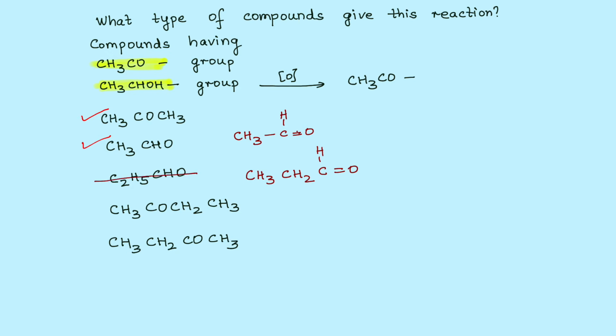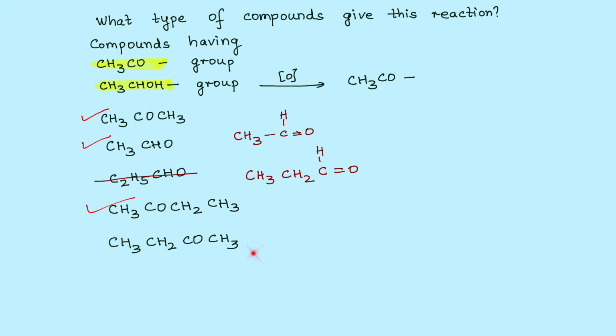Okay, try the next one. Look at the structure and see. Do you have the CH3CO group anywhere or CH3CHOH group which can be oxidized? Let's look at it carefully again. Yes. We have the CH3CO group here. So you are able to relate, right? So should I put a tick over here? Okay. Now look at the next one.